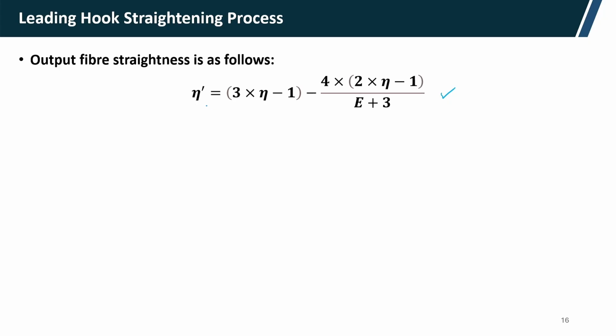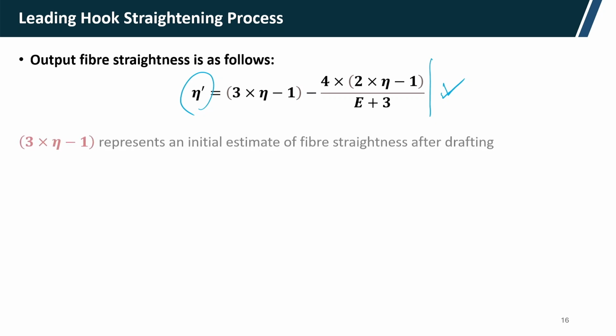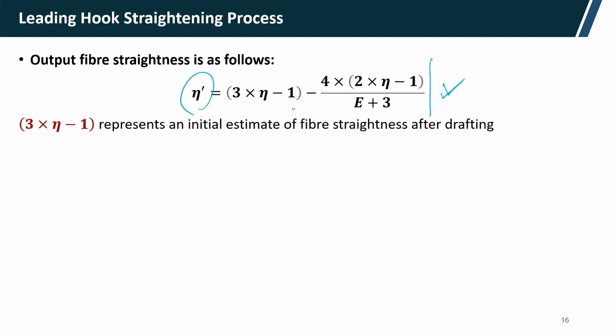Output fiber straightness will be 3 multiplied by input fiber straightness minus 1, minus (4 (2 eta minus 1)) by E plus 3. This relationship was derived by long calculations, and there are many simple assumptions. The first portion, 3 eta minus 1, represents an initial estimate of fiber straightness after drafting.